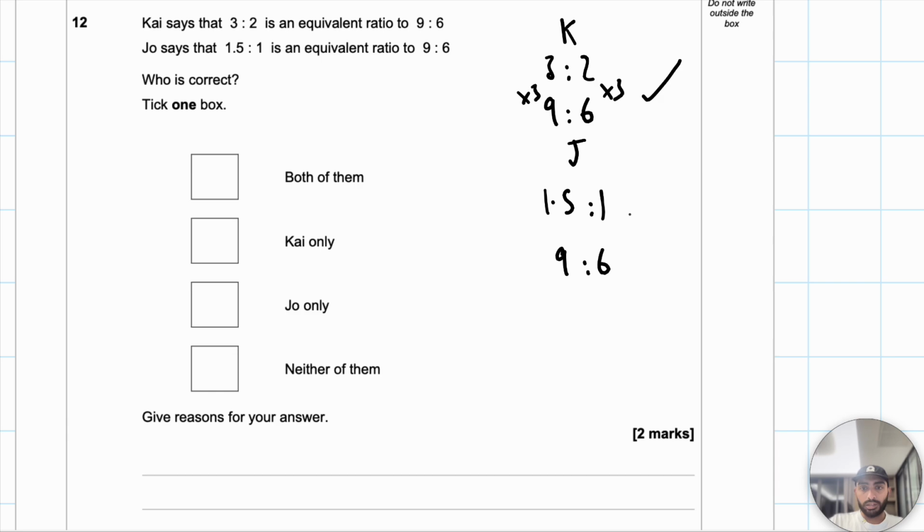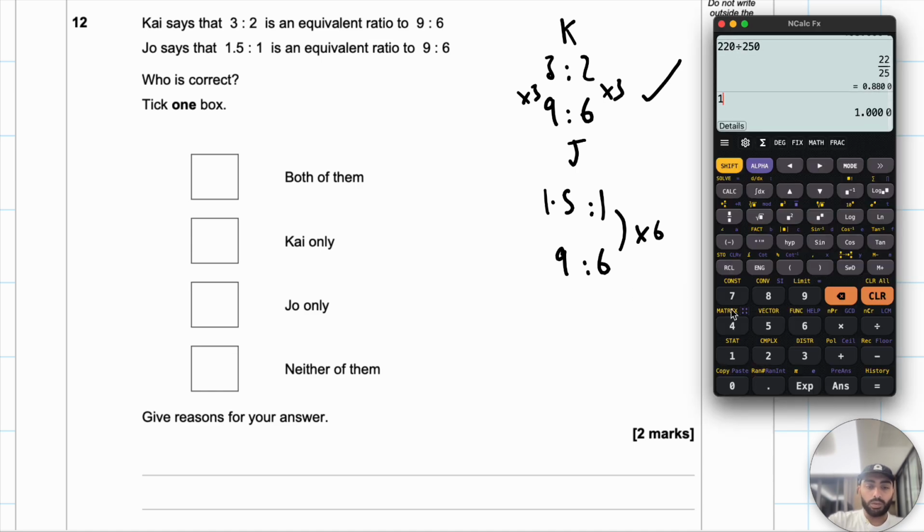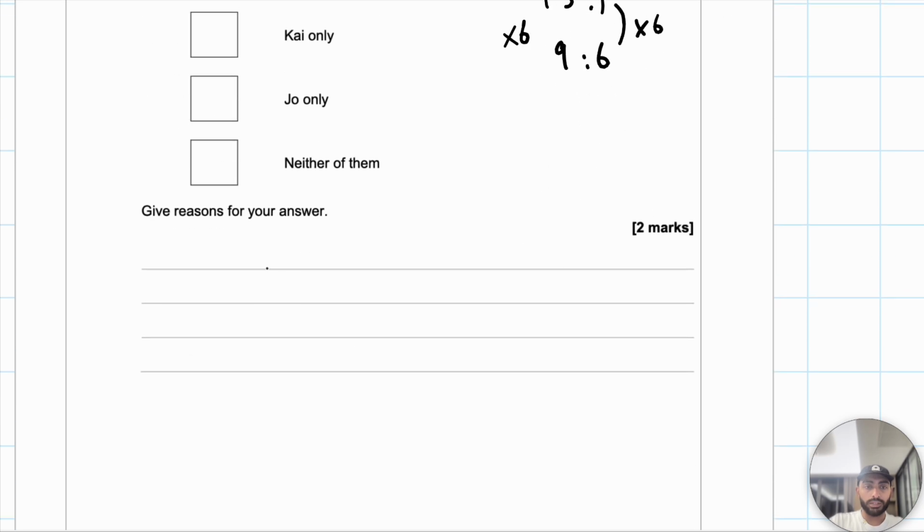Let's look at Joe next. I'm going to concentrate on the right hand side first because it's a little bit easier. I can see I've multiplied by 6 there. What is 1.5 times by 6? 1.5 times by 6. That gives me 9 also. Both of them are correct. Give reasons for your answer. Both ratios are equivalent because we've multiplied by the same amount on both sides for both of them.